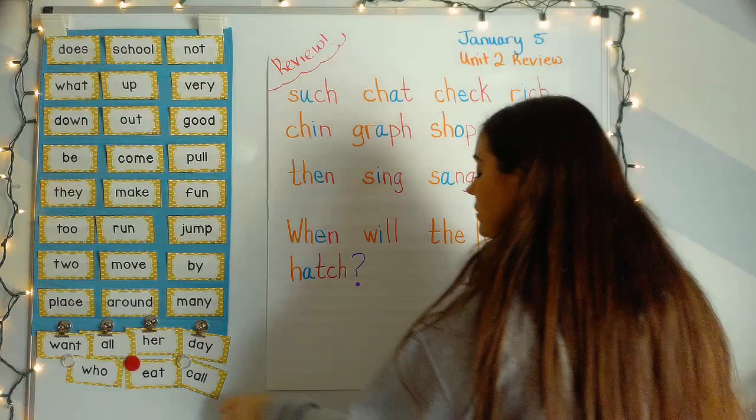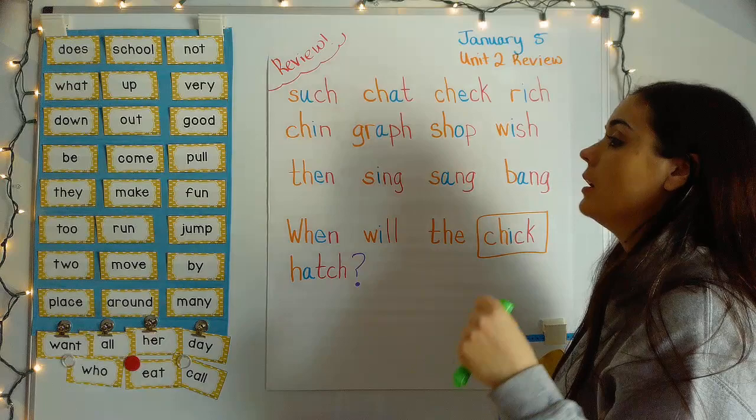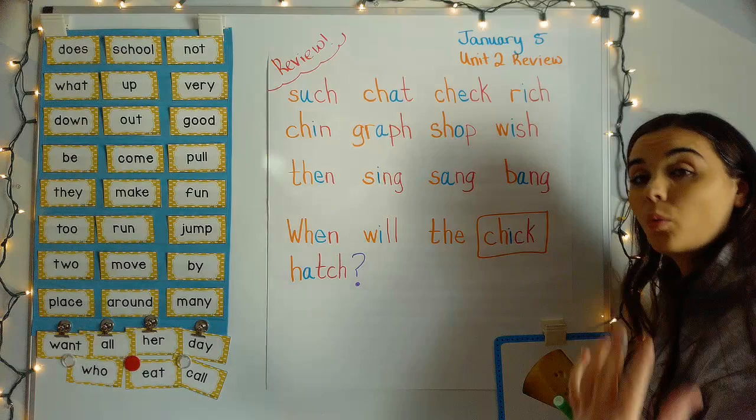And our verb. This sentence only has one verb. A verb is an action. It is something that is being done. Most of the time, you can see a verb happening. Sometimes you can't. In this sentence, when will the chick hatch? What is the action? What is being done? Hatch.